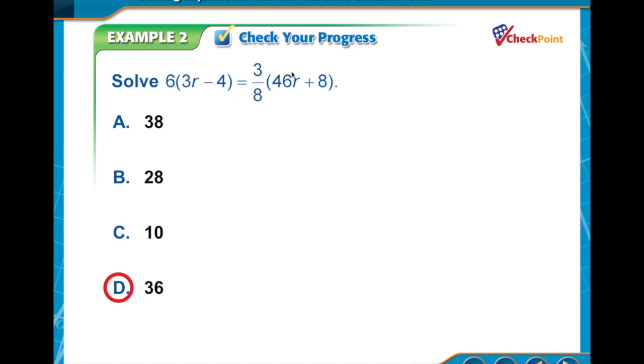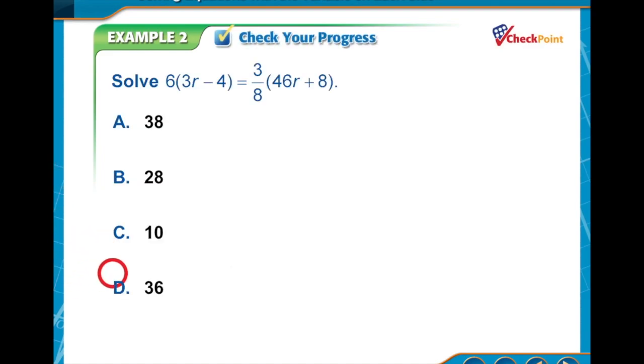So as long as you know how to distribute and you can make sure that these values are accurate, you'll be okay when you're doing this problem. So this one is 36 for our variable r. Again, just make sure you can distribute and move those things around and you'll be okay.